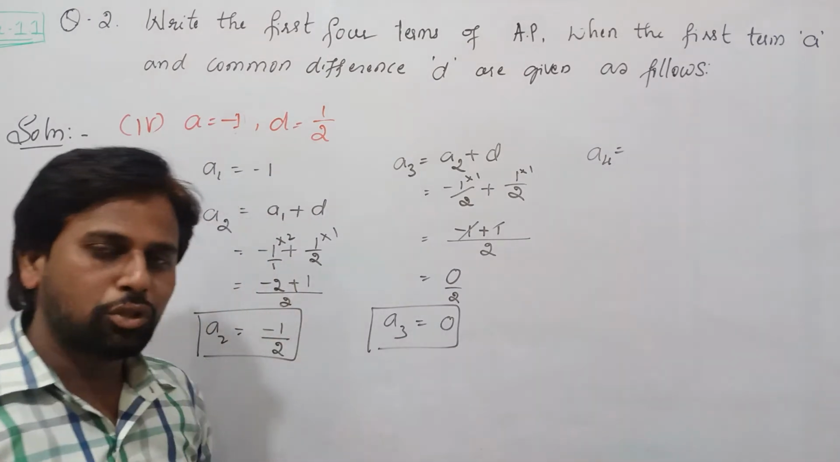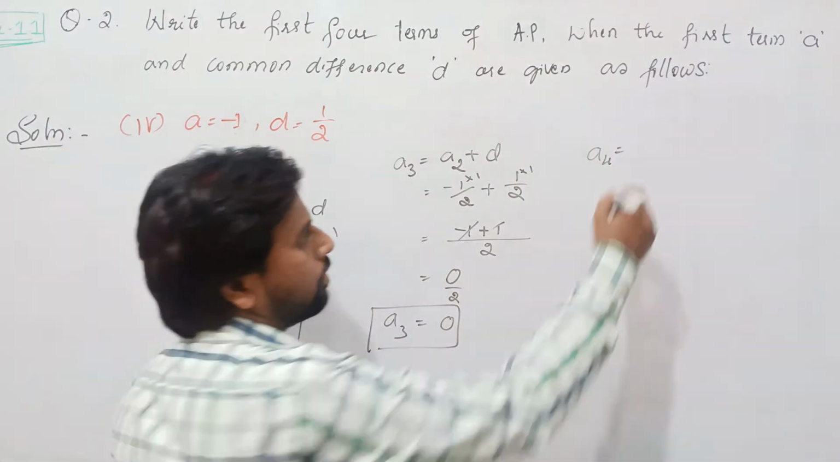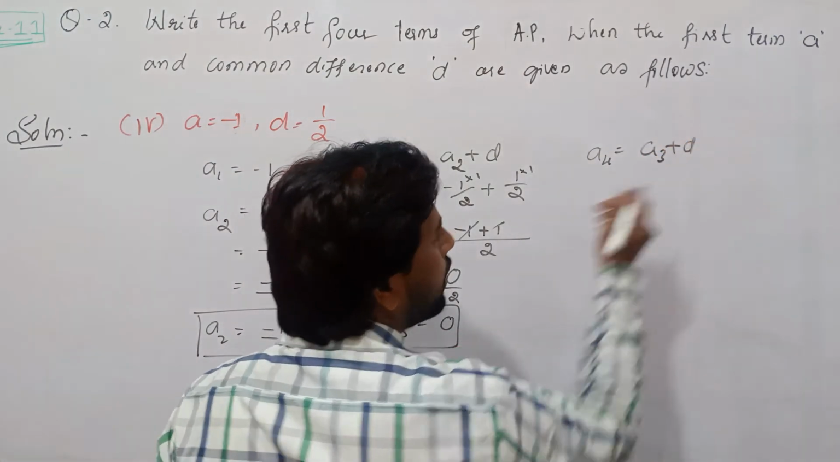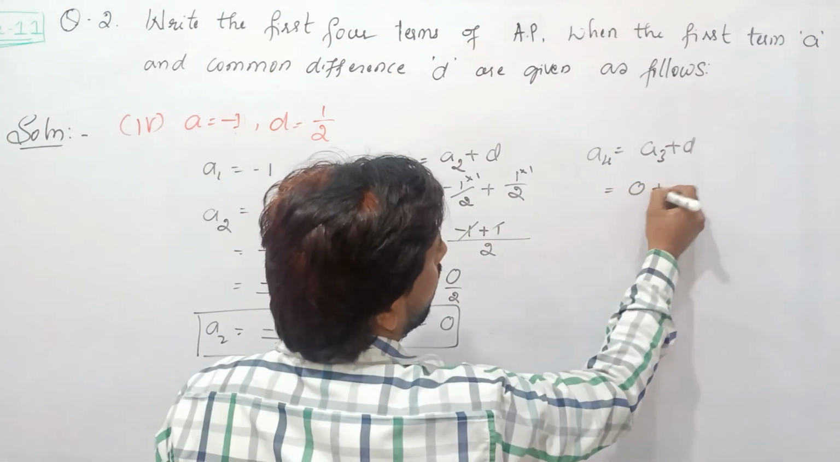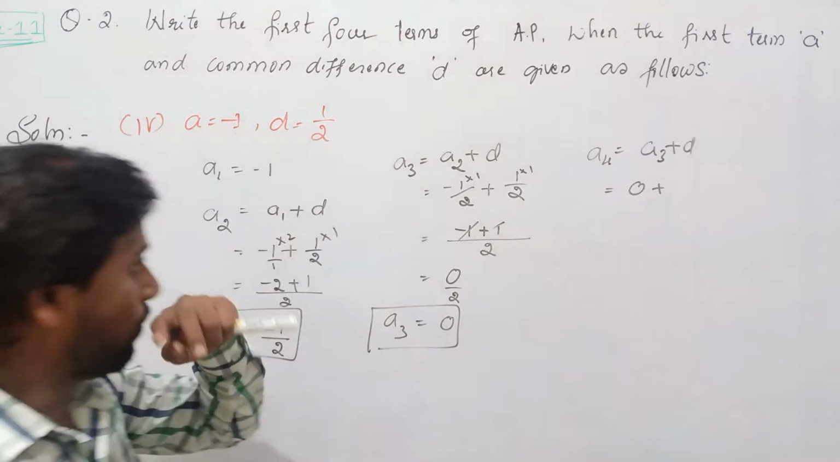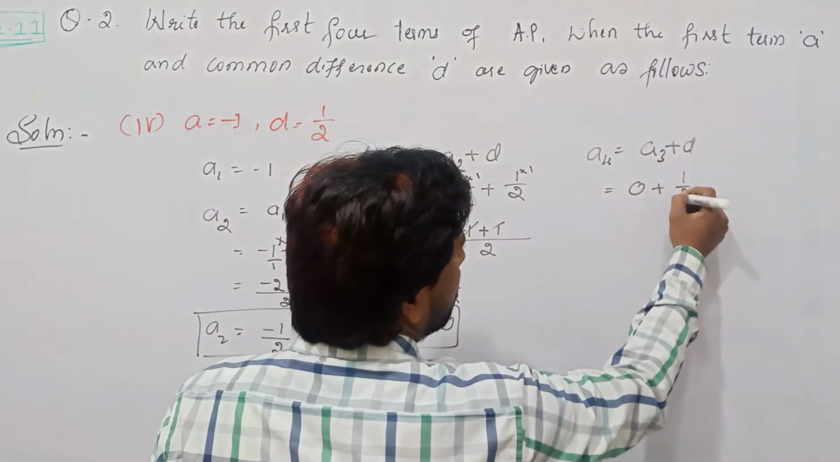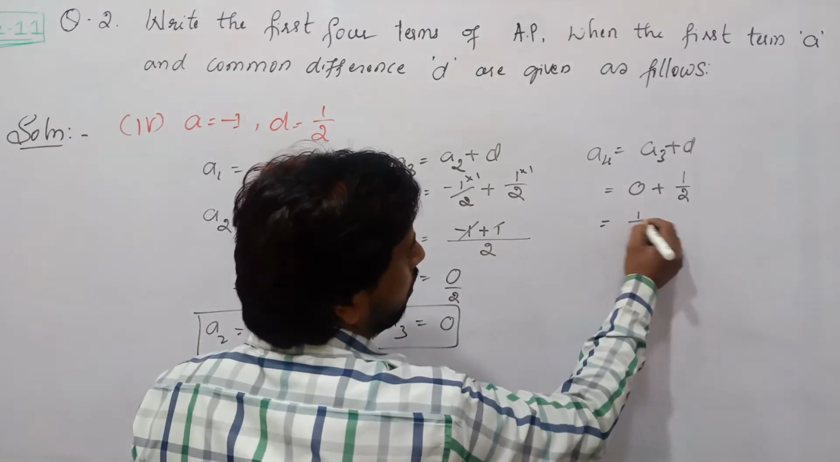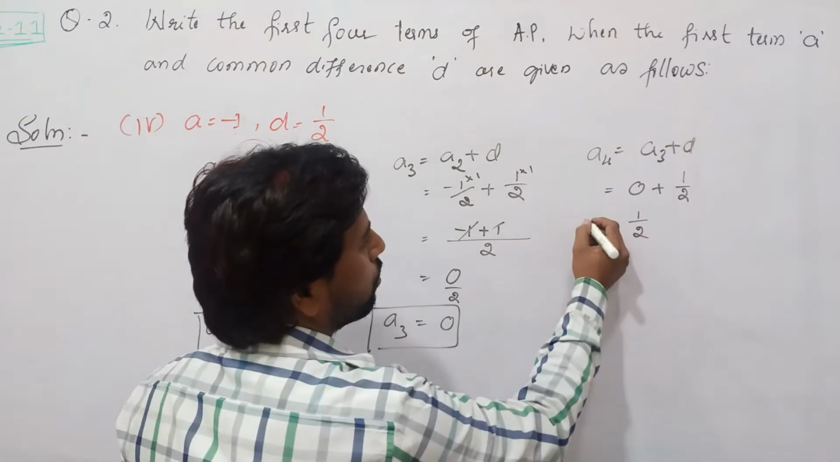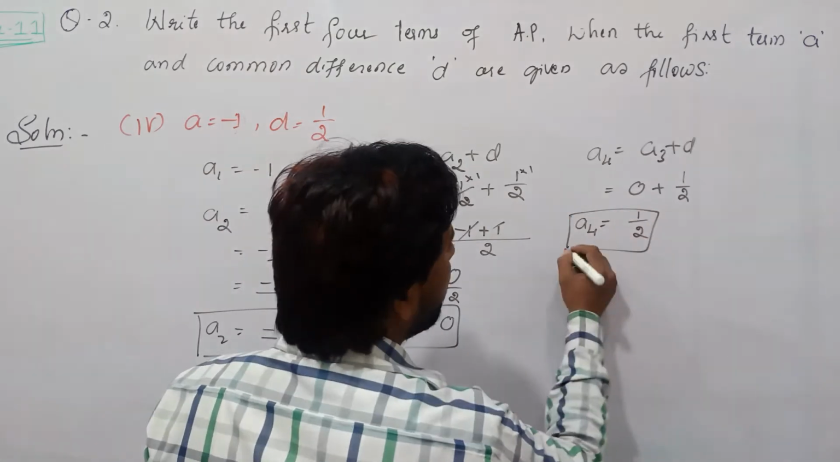For A4 what we should do, students, here? Same. That is A3 plus D you do. Okay. So what is A3 here? 0. And what is the D value, students? Again same, 1 by 2. So anything which you add with the 0, same number you are going to get. What is the answer here? 1 by 2. So your A4 is 1 by 2.